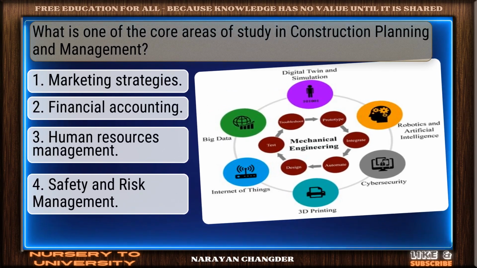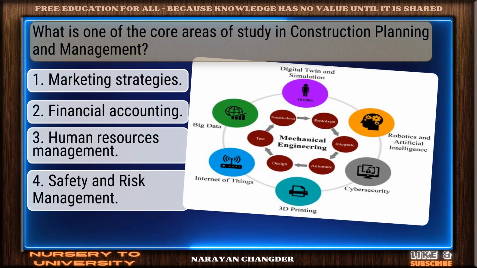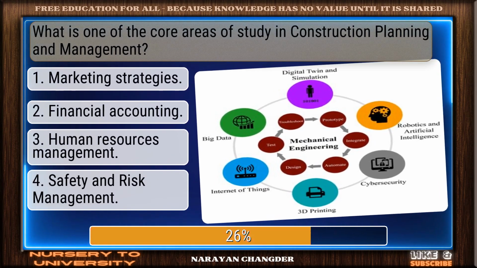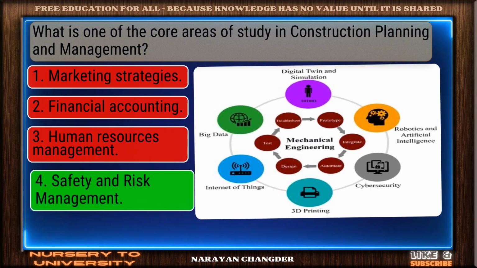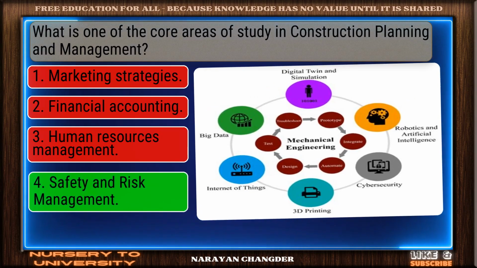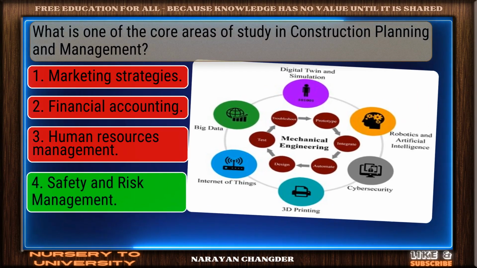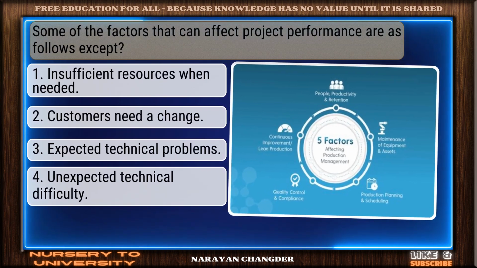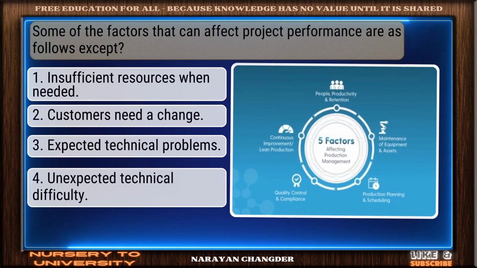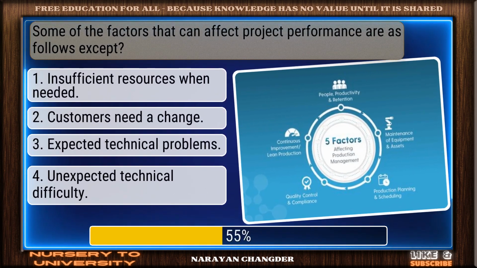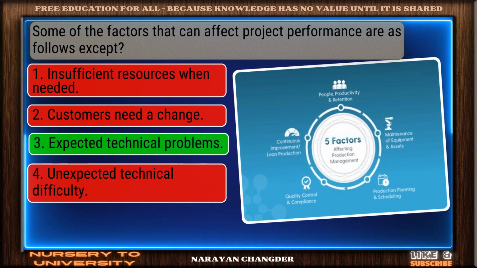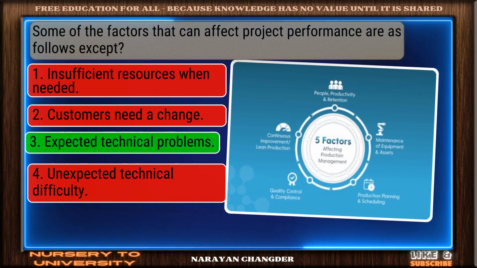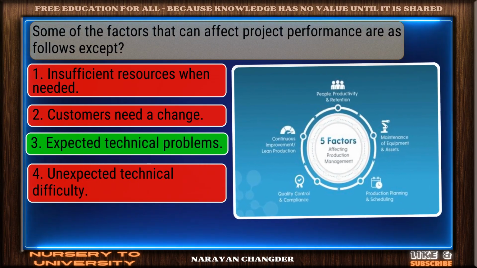What is one of the core areas of study in construction planning and management? Nice selection. Safety and risk management is the correct and valid answer. Some of the factors that can affect project performance are as follows, except. Great thinking. Expected technical problems is the right choice.